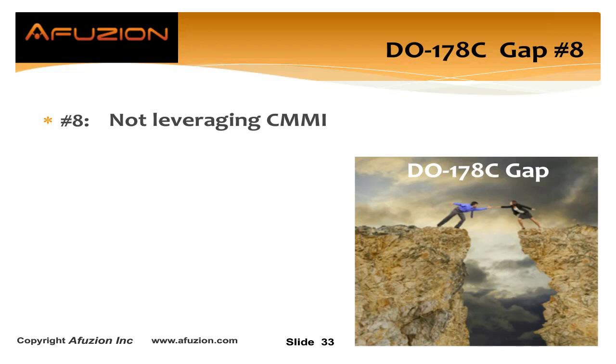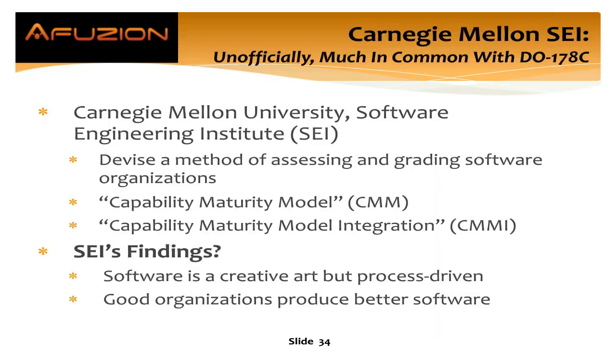Instead, do this. Leverage CMMI because there's great information in CMMI on how to do metrics, quality assurance, reviews, checklists. All these things are there, and there's a lot of similarity between CMMI and DO-178C. How so? Well, remember, CMMI, Carnegie Mellon University. This is very popular in the USA, not as popular outside the USA. So Carnegie Mellon wanted to devise a way to assess organizations, assess their maturity. It's the capability maturity model.